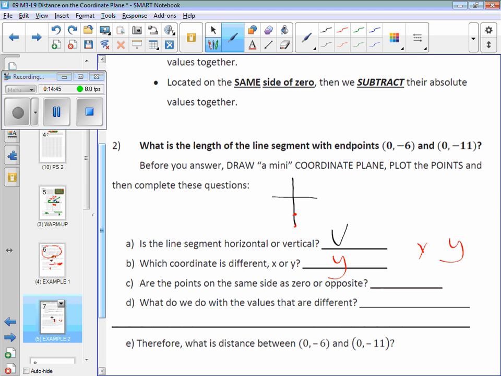Okay. Are the points on the same side of 0 or opposite? Or are the signs the same or are they opposite? Look at the signs of the coordinate that's different. So you're focusing in on that. Are the signs the same or are they different? They are the same. You can abbreviate opposite too if you want.